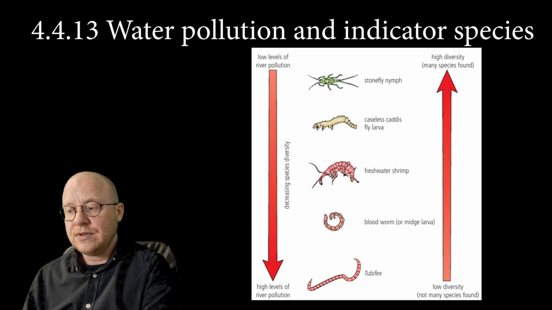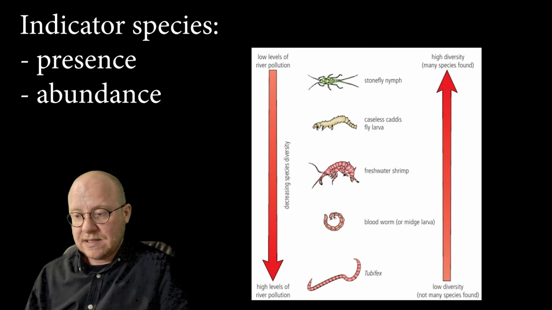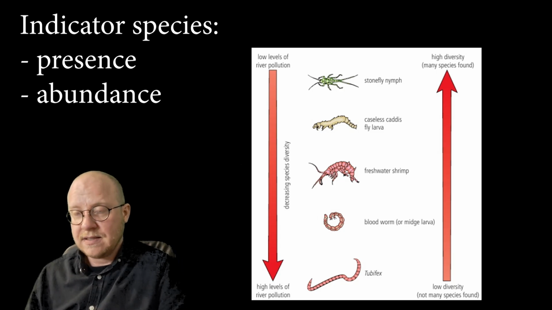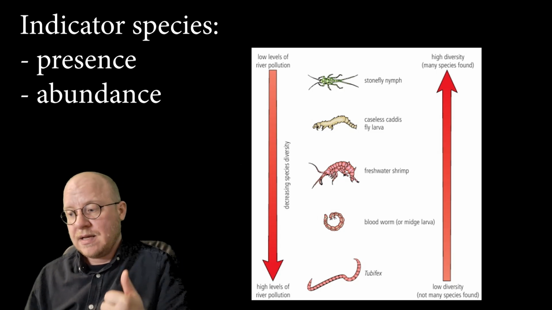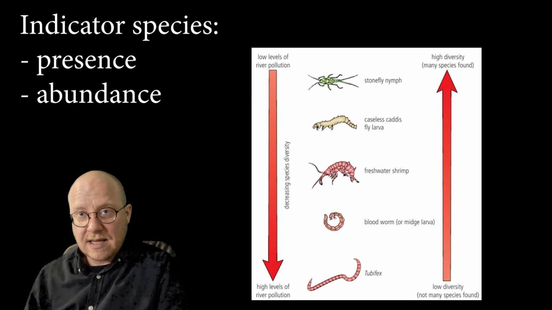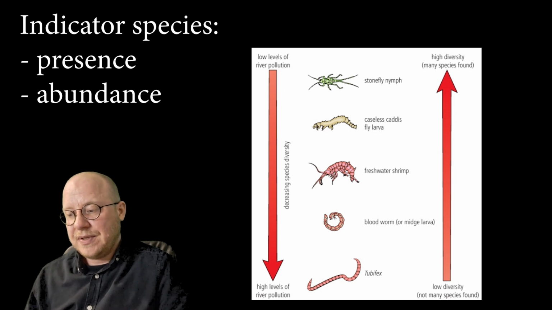4.4.13, water pollution and indicator species. An indicator species is one whose presence, absence, or abundance, so whether it's there or not, and how much of it is there, can be used as an indicator of pollution, like a signal. It does not have to be water pollution.